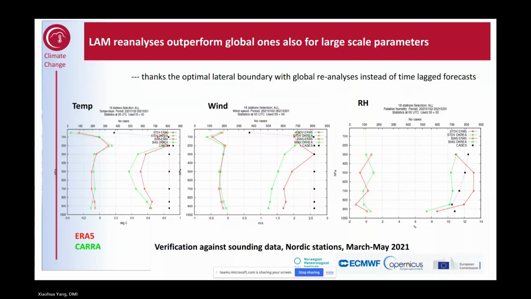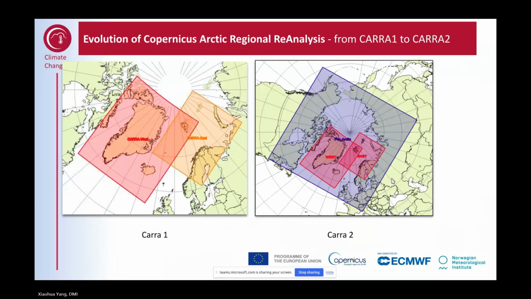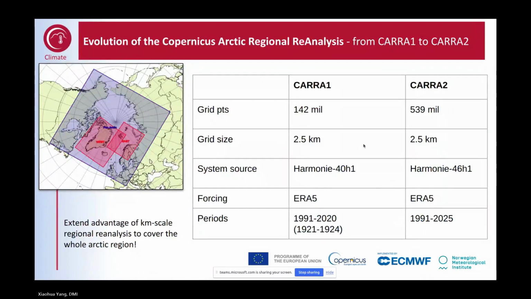operational database. Now we are coming from CARRA 1 to CARRA 2, and one of the most significant changes, of course, is the area coverage. They may not look significant, but in terms of the number of grid points, the new domain has almost 4 times that of the original one in CARRA 1. So it's quite a significant increase in the data volume. And we will try to stick to this grid size of 2.5 kilometers.